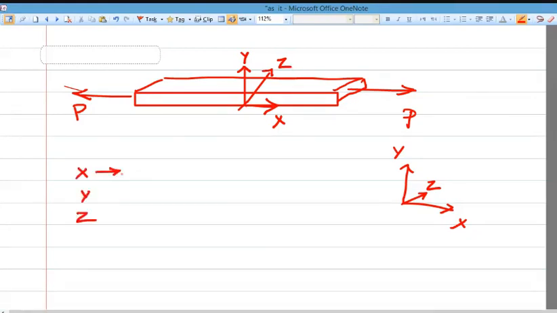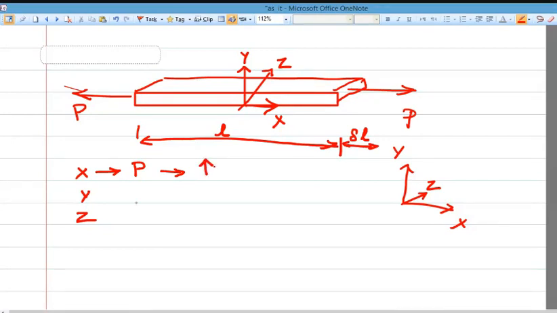In the X direction, the force P is applied and the length of the bar. So if you take this length as L, on the application of the force P, what happens is it gets elongated by some amount. You take this as delta L. So what happens to the length? The length increases.